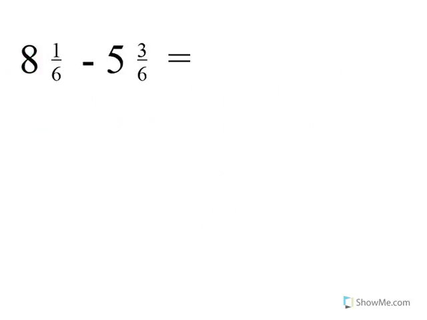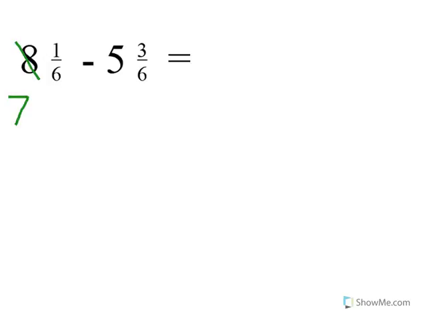Okay, the last problem, and the trickiest. Here we have 8 1/6 subtract 5 3/6. Now my denominators are the same. Here, my numerator 1, I need to subtract my numerator 3, and we cannot subtract 3 from 1, or 1 minus 3, we can't do that. So, I've got to borrow, just like we did a minute ago. So I'm going to borrow from my 8, and it's going to become a 7.